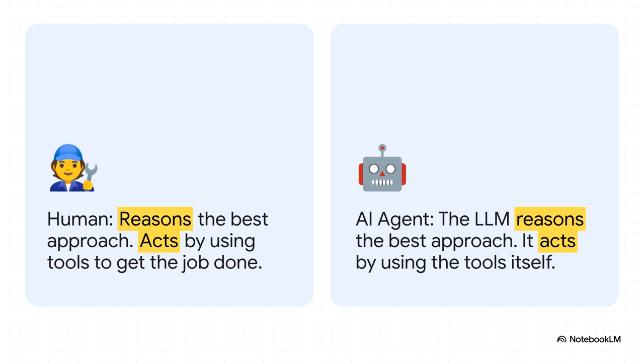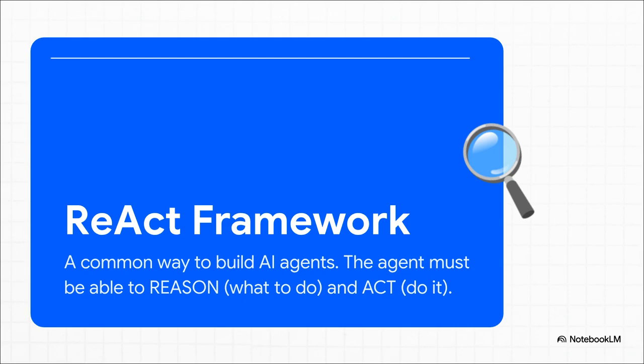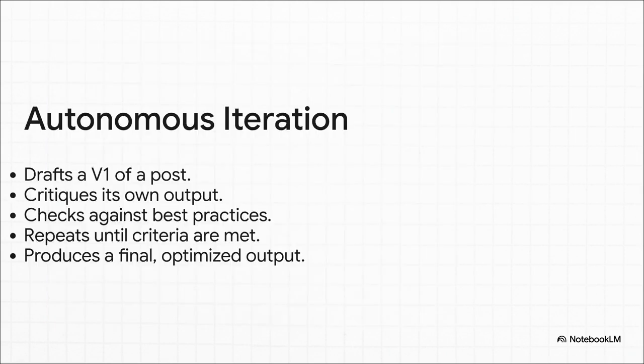So think about what that means. Instead of you or me thinking through the steps and then using the tools to get the job done, the agent's own brain, its LLM, does both the thinking and the doing. It reasons about the best plan, and then it takes action to make it happen. And there's a name for this. It's called the ReAct framework. It's just a simple way of saying the agent needs two core skills: the ability to reason, to figure out the next best step, and the ability to act on it, to actually go and use the tools to do it. And when you put those two things together, you unlock the agent's superpower.